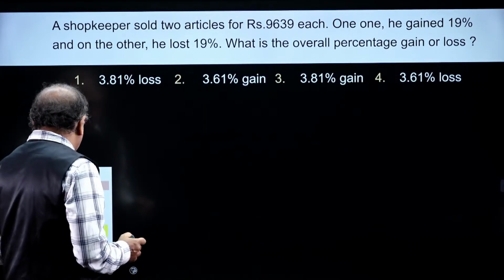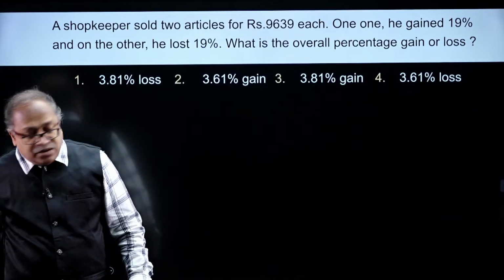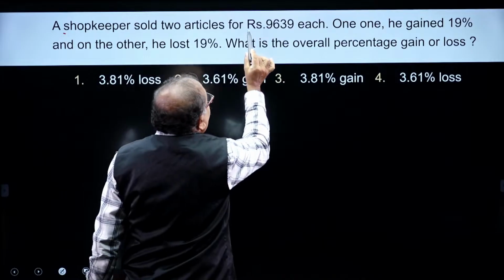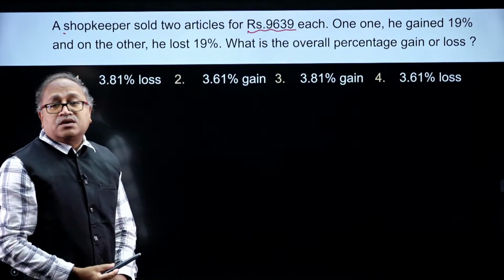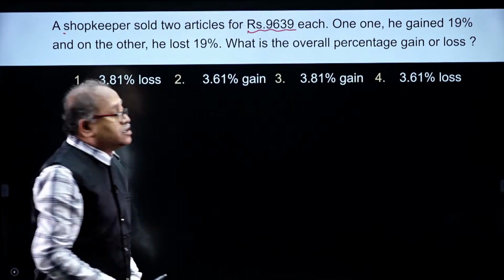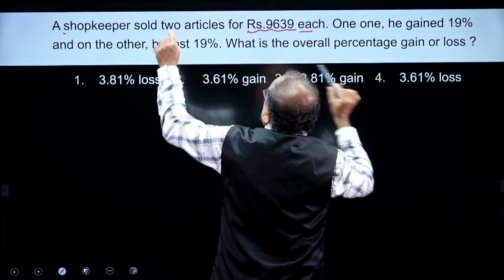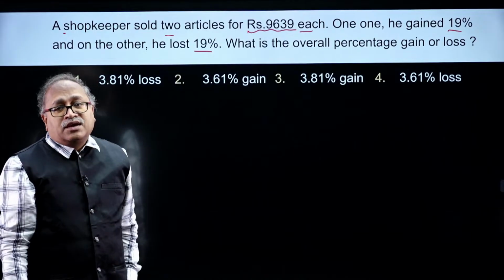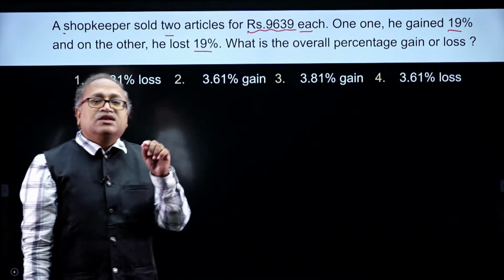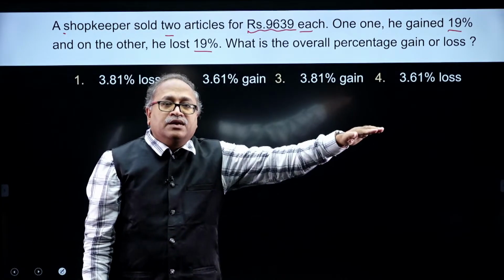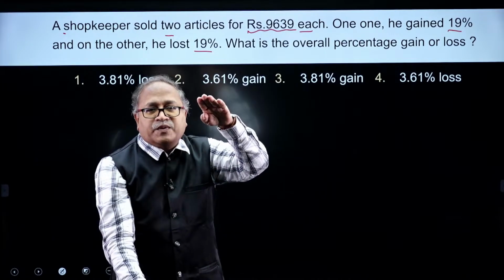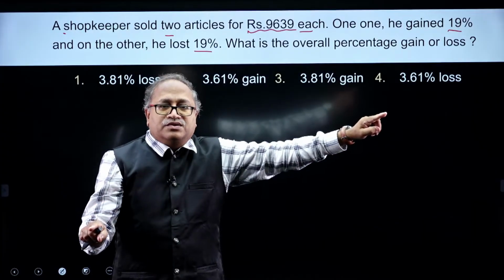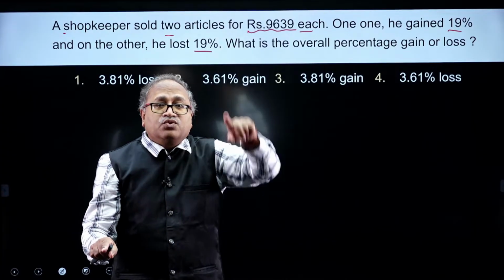Okay. What is there in this particular question? Let me look at this. A shopkeeper sold an article for rupees 9,639 each, 2 articles. In one he gains 19%, in another he loses 19%. This is a case when the selling price of 2 articles is the same, and in one he loses x%, in another he gains x%. Overall there is a loss. What percentage loss? X square by 100.